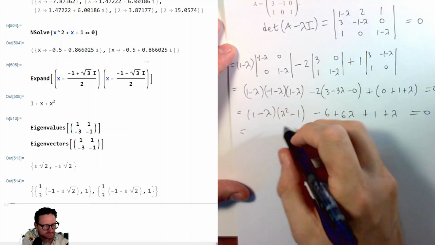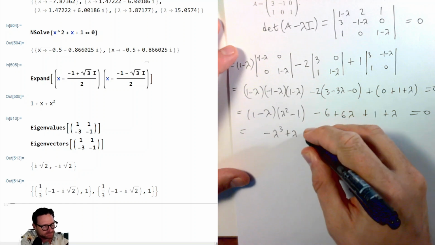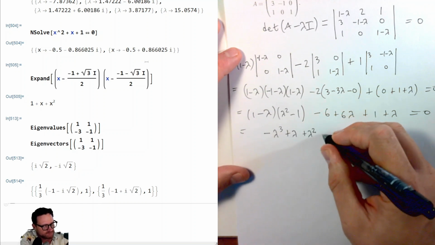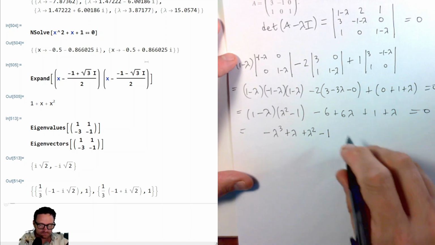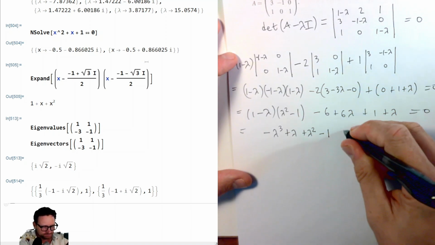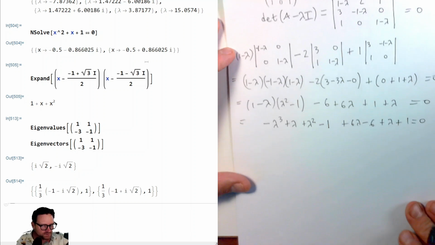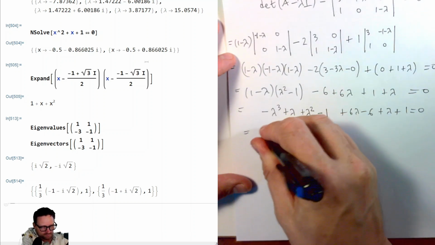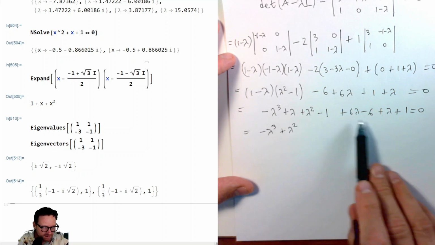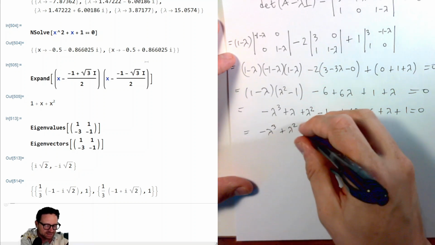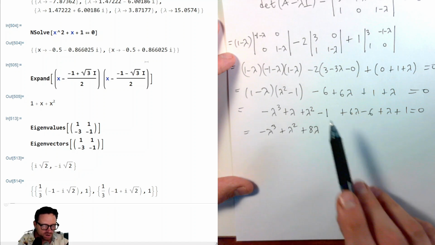Okay, expanding, we have minus lambda cubed plus lambda squared minus 1. Minus lambda cubed plus lambda squared. Now how many of the lambdas are there? There's 7 over here, plus 1 is 8. Then we have minus 5 minus another 1 is minus 6.